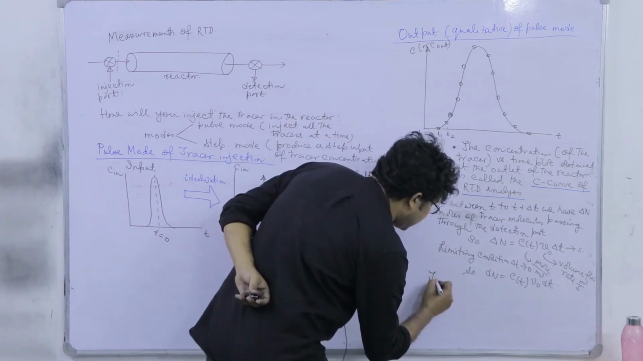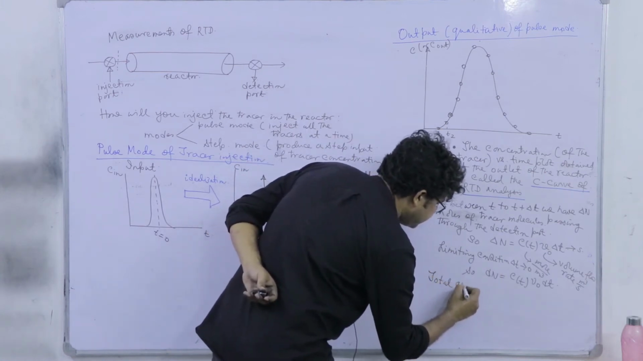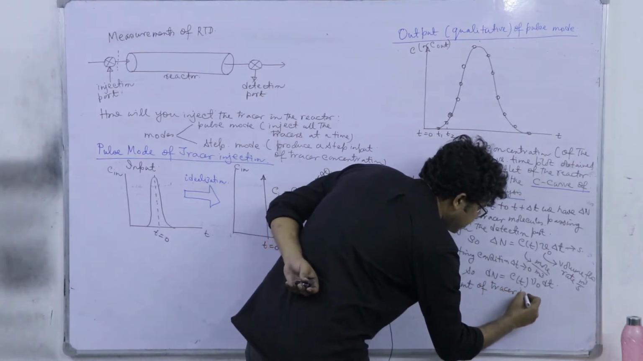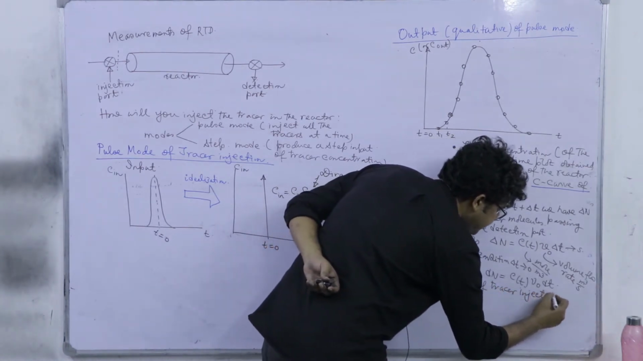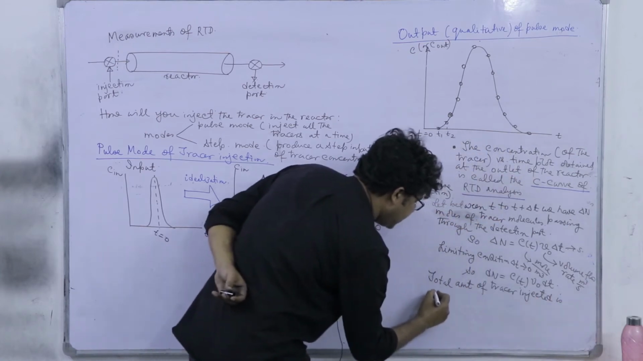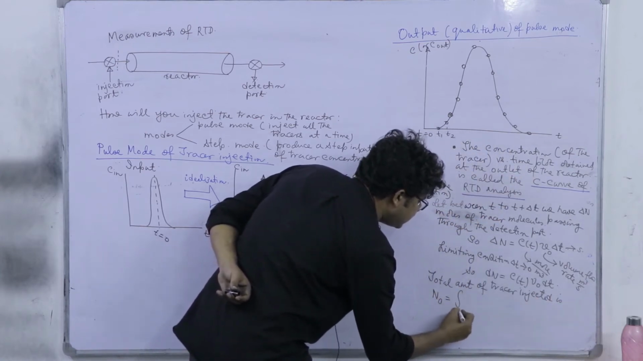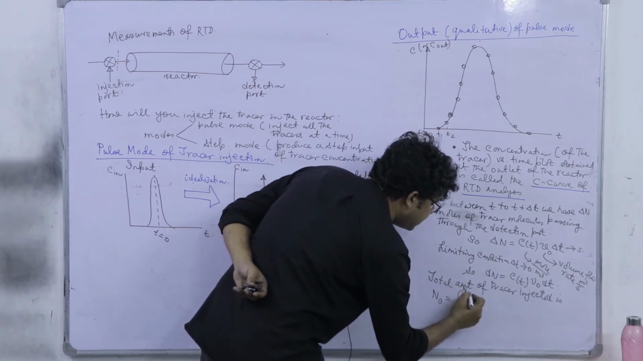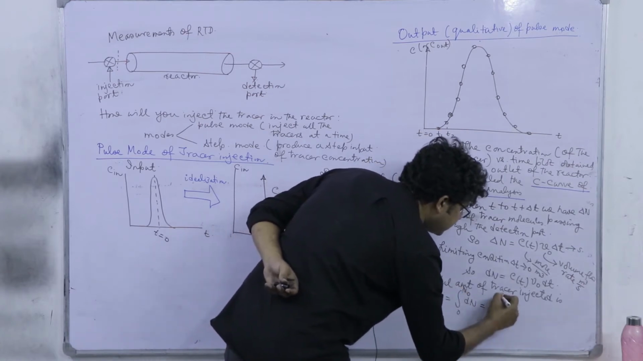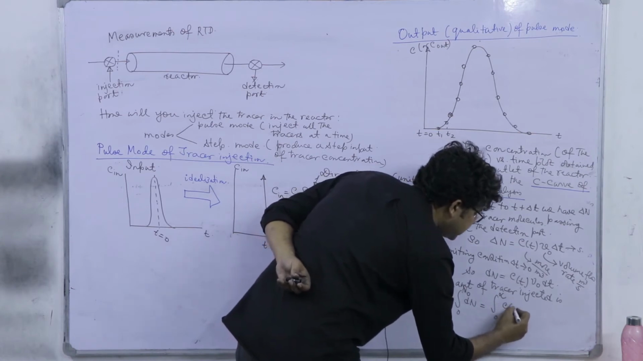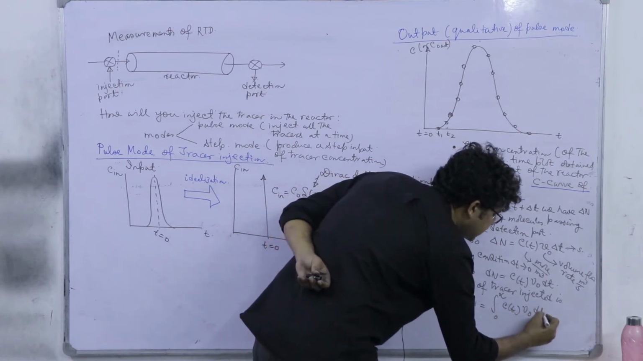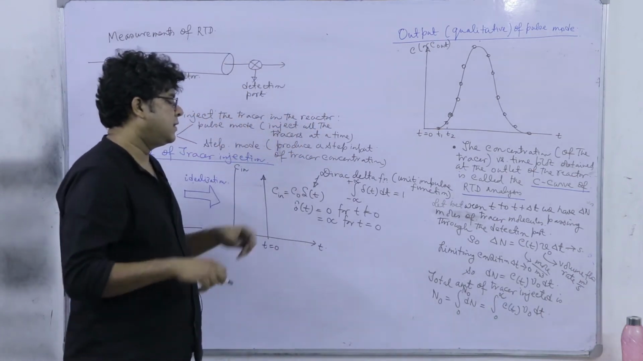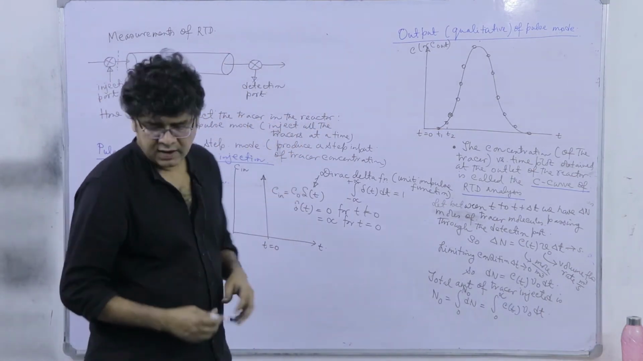So, the total amount of tracer injected is n0, which is 0 to n0 dn, or 0 to infinity Ct into V0 into dt. Right. So, that is the total amount of tracer whatever we have injected.